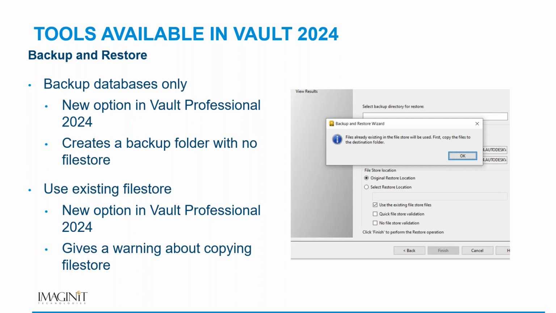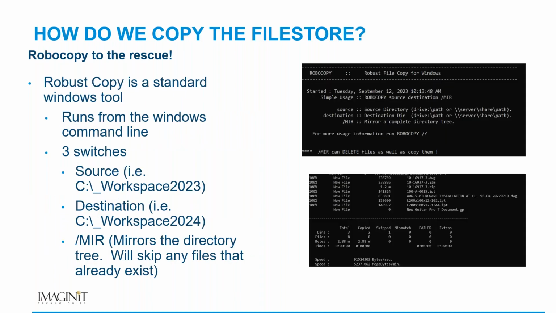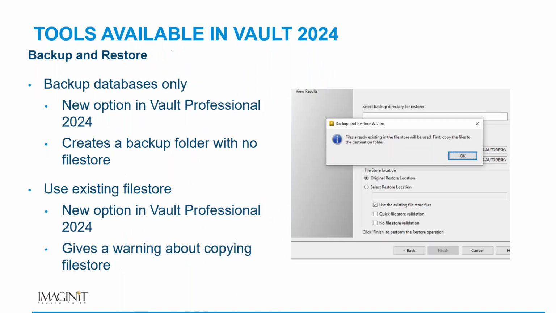Typically, the way that this works is it makes a backup of the databases and it makes a backup of the file store and throws them into a single folder. We have options here to do this separately. So effectively, we're uncoupling the databases from the file store. So why would we? I'll go to Robocopy in a minute, but why would we want to do this?